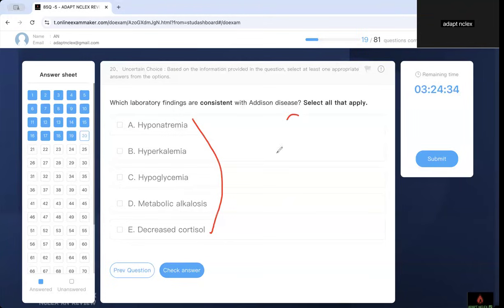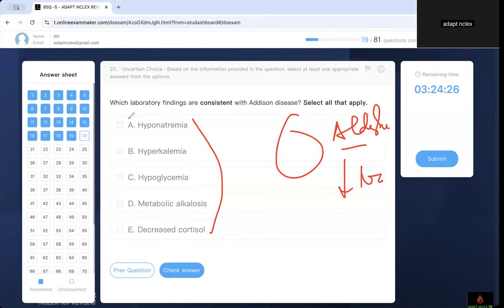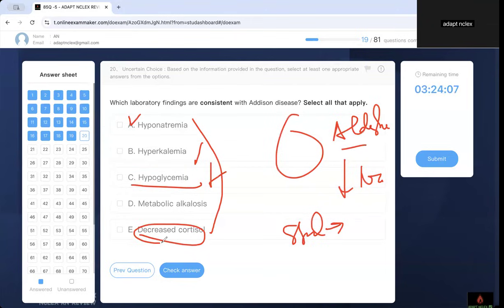I can tell you, in Addison there is no aldosterone. If there's no aldosterone, sodium is down. Is sodium down? Yes. If there's no aldosterone, potassium goes up. Potassium is up. Yes. There's no steroid, therefore your glucose will go down. Glucose is down. Good. Your steroid, the cortisol, will decrease.